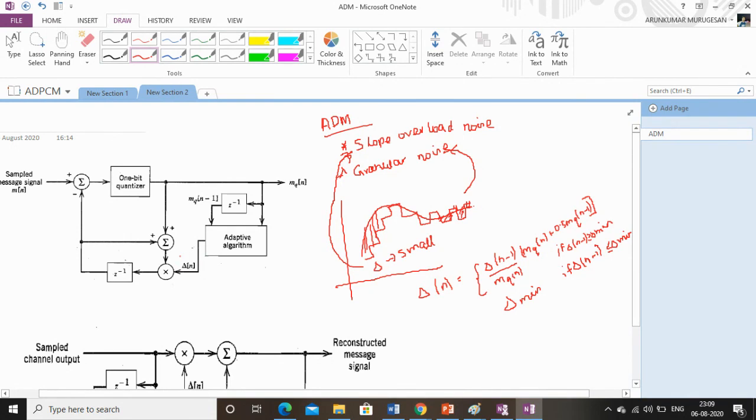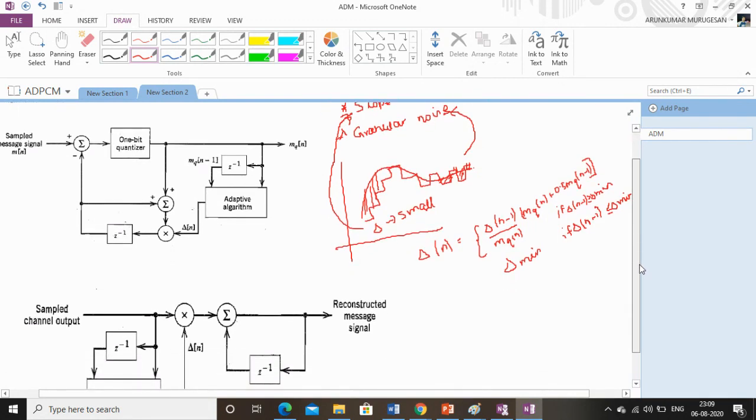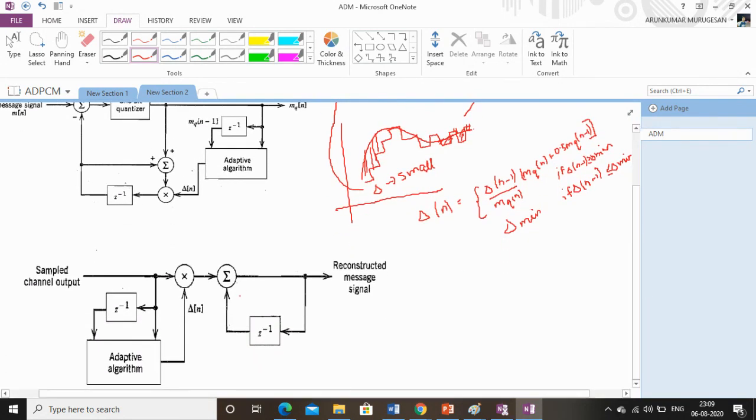If slope overload noise occurs, the adaptive algorithm increases the step size. If granular noise occurs, the adaptive algorithm reduces the step size. This is the delta modulation diagram, and this is the adaptive algorithm. The same adaptive algorithm is used in the transmitter side as well as in the receiver side.